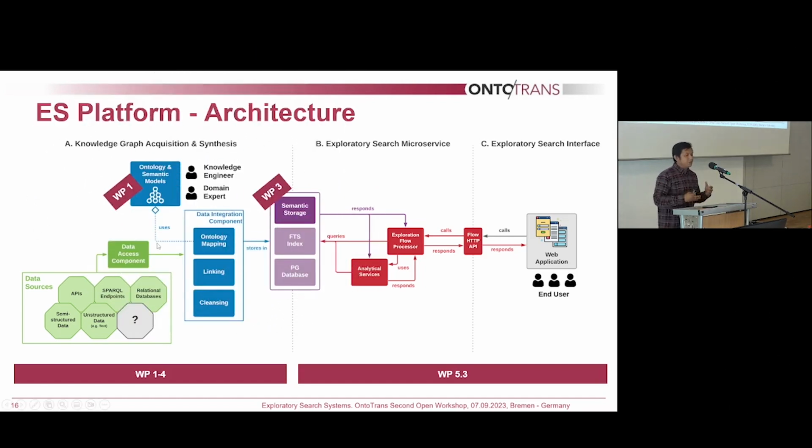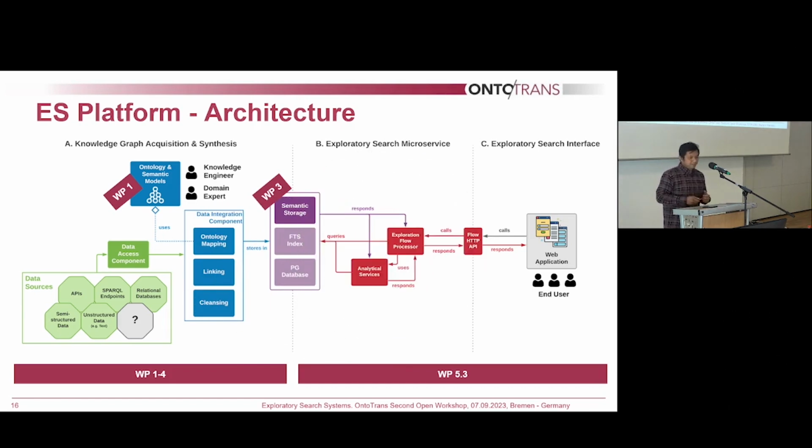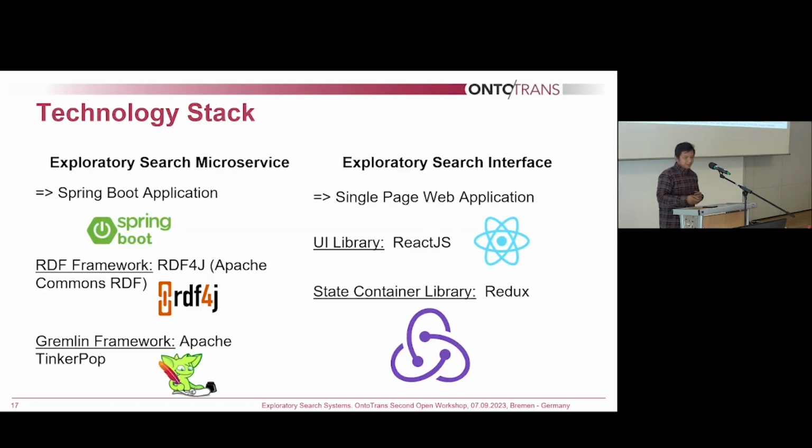So when you already have an ontology and the knowledge graph, the data contained within, you can then use it to instantiate and start the process on the right side. That's in a nutshell. Just a few words: for the ESS microservice, we are using Spring Boot, RDF4J, and Tinkerpop, while for the search interface, we are using the libraries React.js and Redux. If you have any inquiry about the technology, please feel free to contact us.